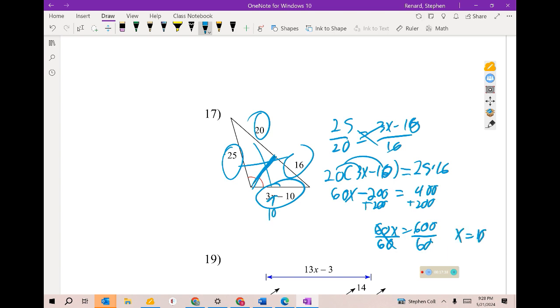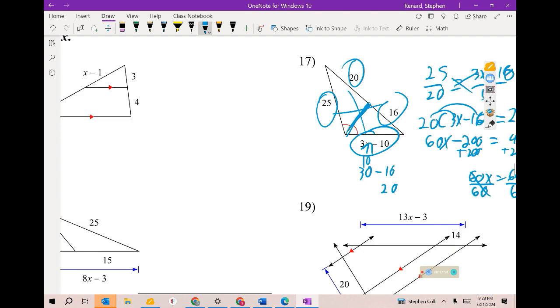We then plug that 10 back in there. We have 30 minus 10, or 20. So that's going to be our answer. The side length is 20, and x equals 10.